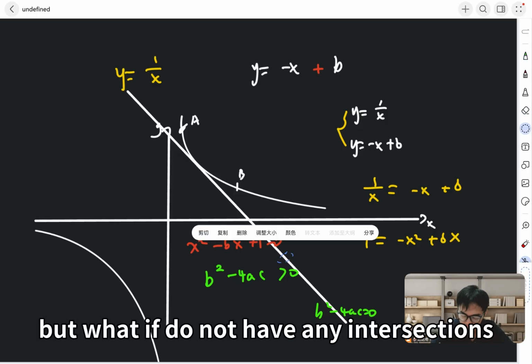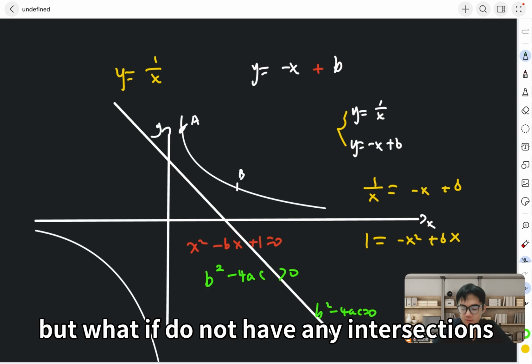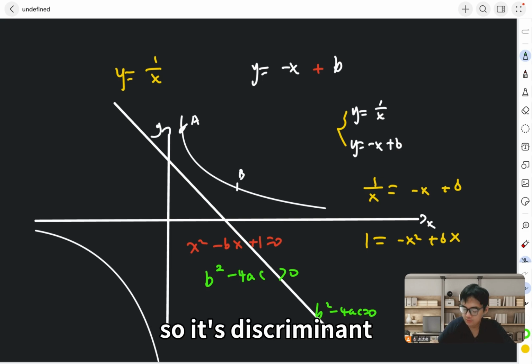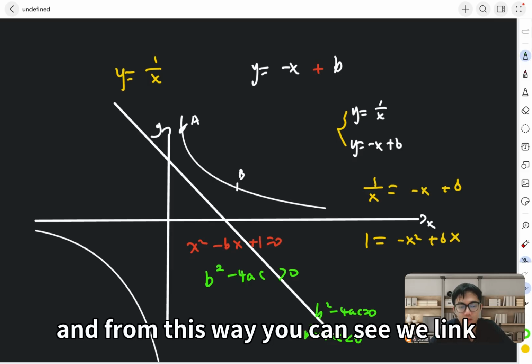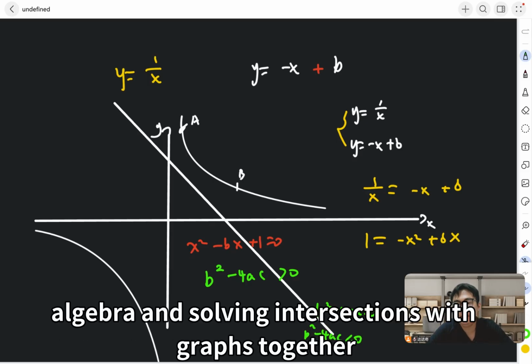But what if they do not have any intersections? That's quite simple. So its discriminant is smaller than 0. And in this way, you can see we link algebra and solving intersections with graphs together.